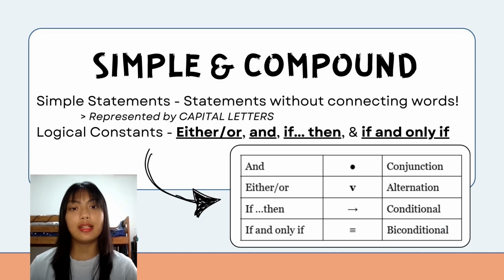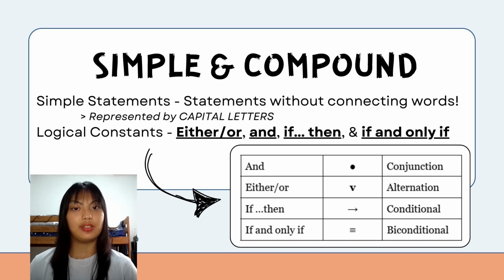Going straight in, there's already a set way of representing statements, and that is with the use of certain symbols or denotations. To represent a simple statement, you use a capital letter. And to clarify, a simple statement, by definition, contains no connecting words, such as either/or, and, if/then, and if and only if. These four connecting words are called logical constants.